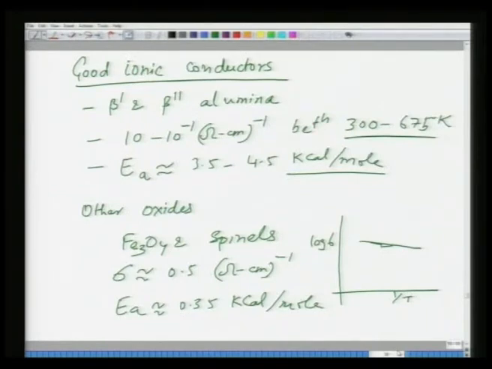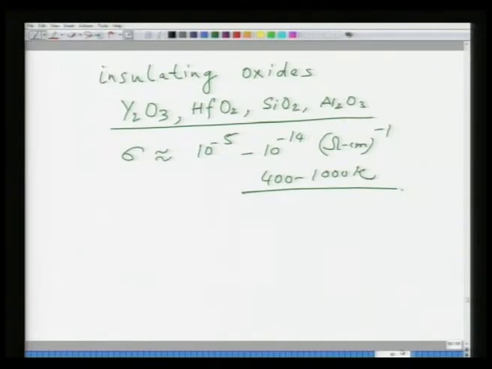And then we looked at what are the good ionic conductors. One of the examples is beta aluminas, then you have many other oxides. All of these have different activation energies. Typically, good ionic conductors have low activation energies, and there are other oxides which have very highly insulating character, such as aluminum oxide, yttrium oxide, etc., and these have very low conductivity values.